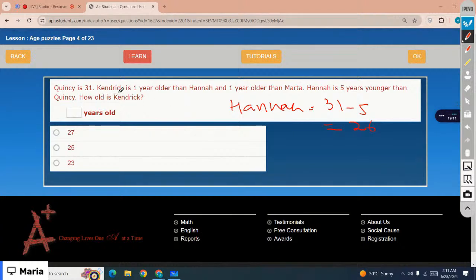Now Kendrick is 1 year older than Hannah. So Kendrick is 1 year older. That means 26 plus 1 is 27 because Hannah is 26. So Kendrick is 27. Correct option is 27. Option number 1 is the correct option.